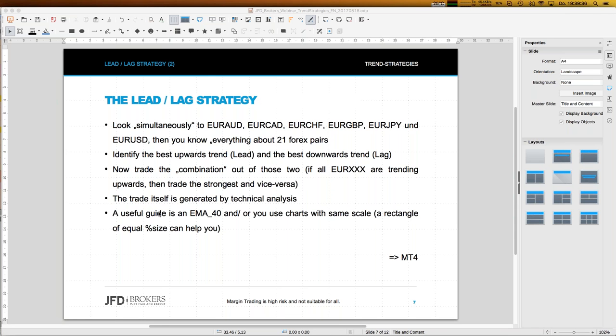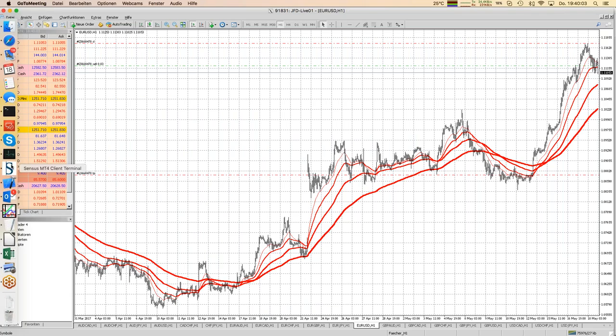What helps you might be to identify the strongest and the weakest is just put an EMA into the chart as well. Or you will later see in my chart, I use some small boxes, some rectangles with a fixed percent size. And those help me as well in order to identify the strongest and the weakest. But let's go in practice here.